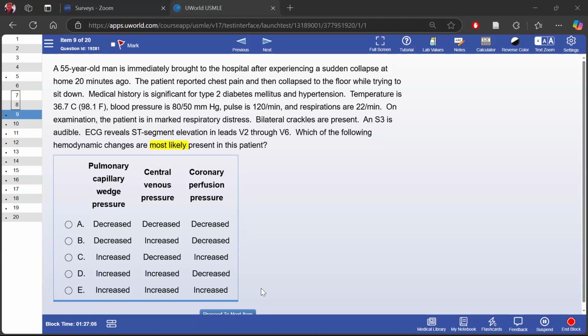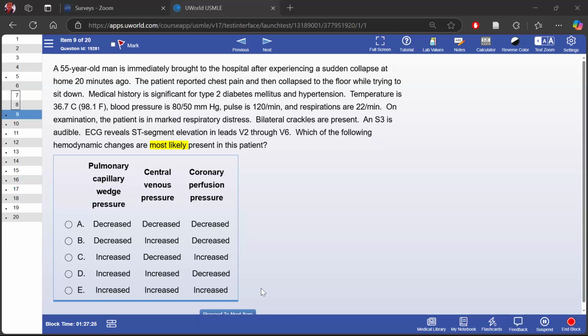CVP can be decreased by hemorrhage, for instance, right? Yes. So venous dilation can decrease CVP. If the veins are dilated, the pressure in there will drop, right? And also things like hemorrhage, things that decrease blood volume. Okay, excellent. So that's CVP.